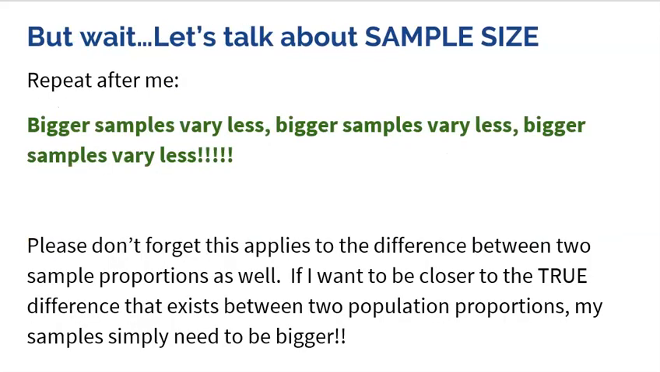All right, and then finally, let's talk about sample size one more time. I mentioned this in the last topic. I just need to keep saying this. Bigger samples vary less, bigger samples vary less, bigger samples vary less. This applies to looking at the differences too. The standard deviation for the difference between two samples will vary less if those two samples are bigger and bigger and bigger. Because the bigger your samples are, the closer they will be to the truth, which means your difference will be closer to the true difference as well.